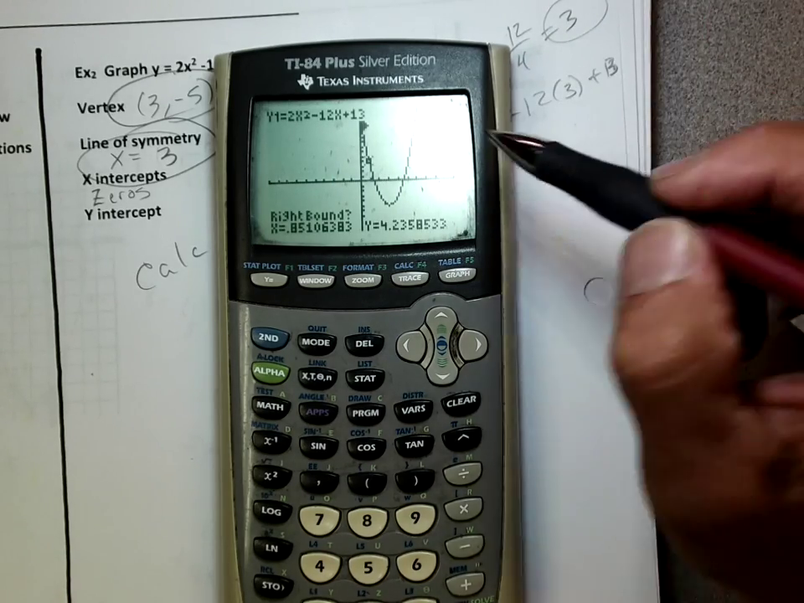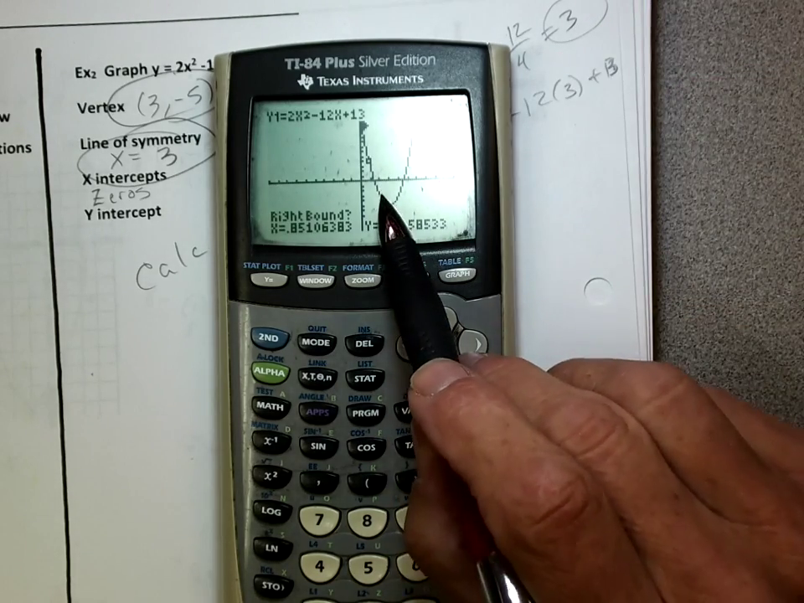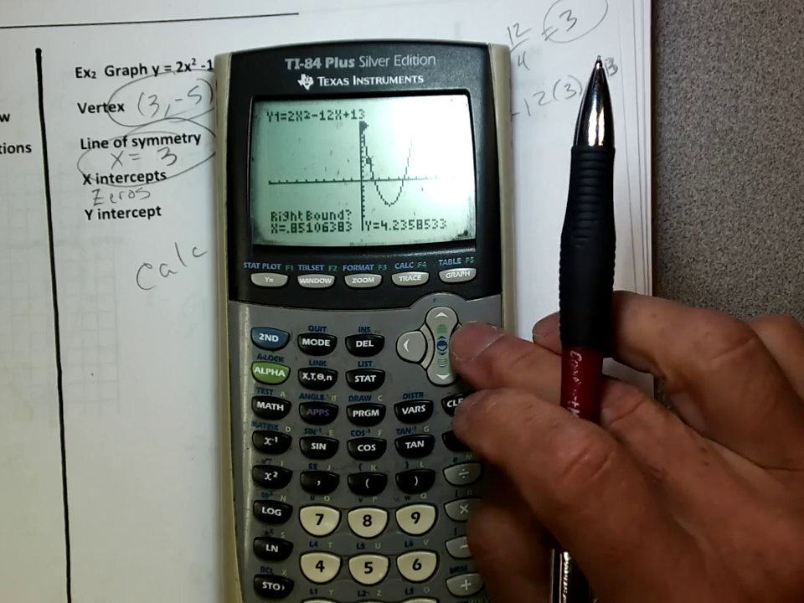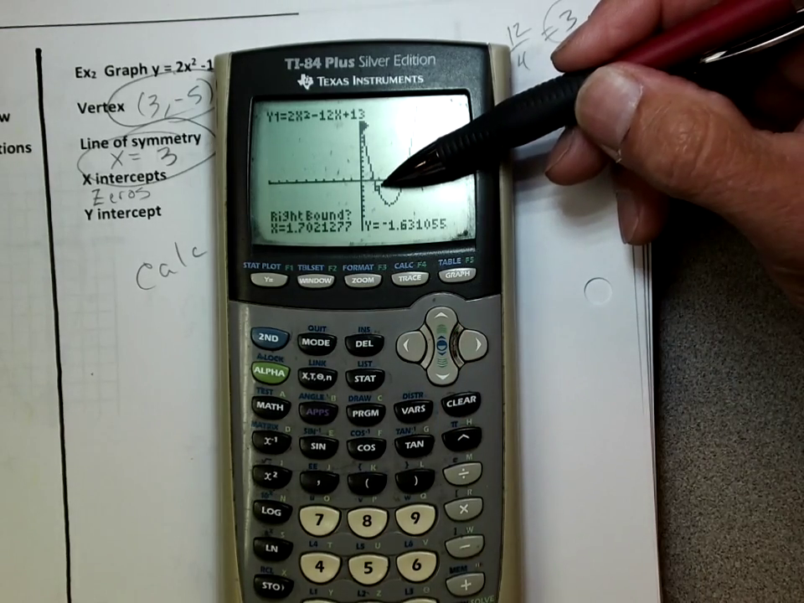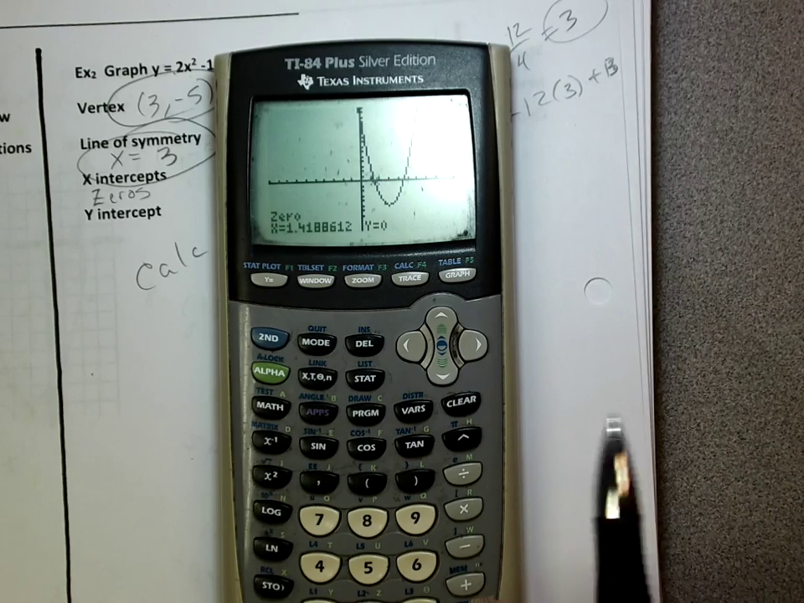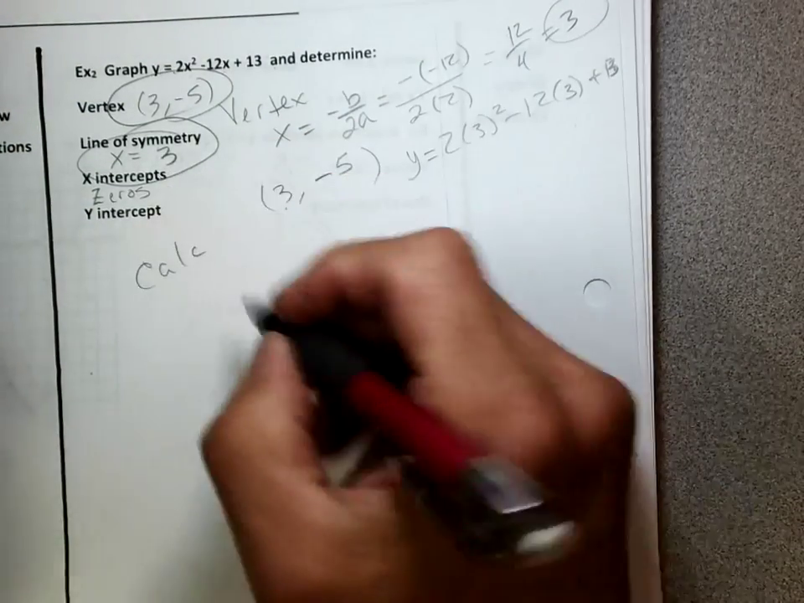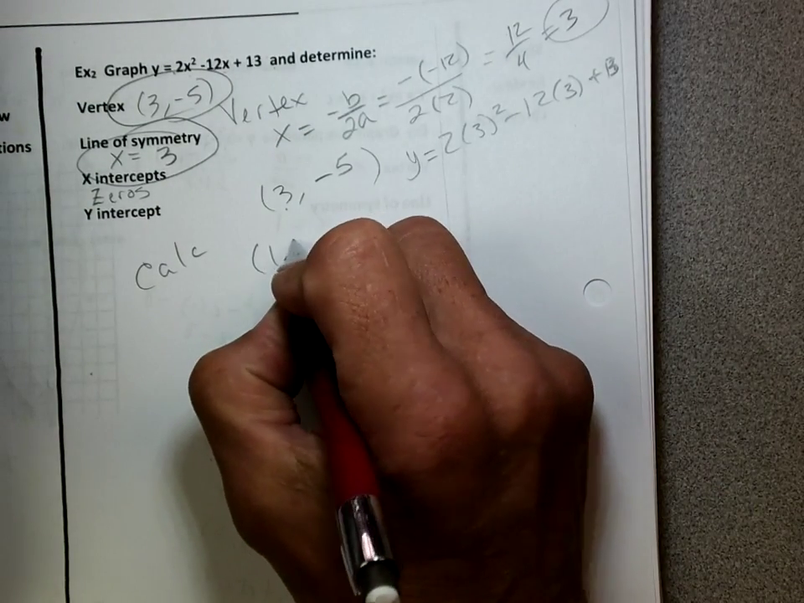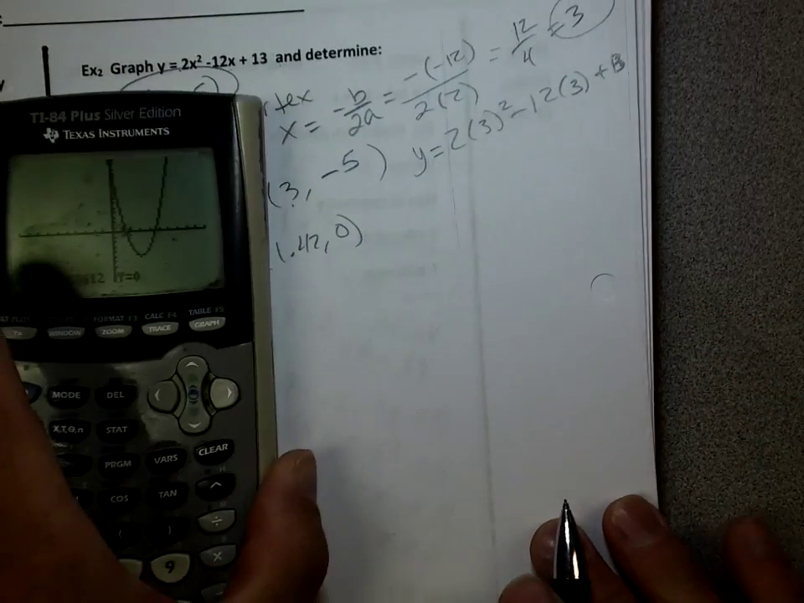Now it says right bound. So, if this is the 0 I'm looking for, to the right of it is actually below it. Use your back and forth arrows, not your up and down. And so right now I am to the right of it. Yes, I'm below it, but I'm to the right of it. Enter and guess. So here's my 0, about a 1.42. So I get a 0 of about 1.42 comma 0.